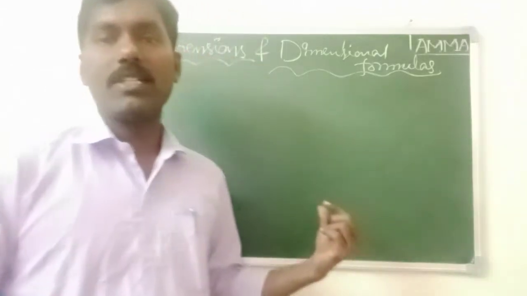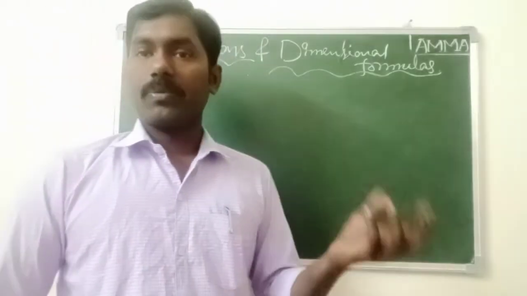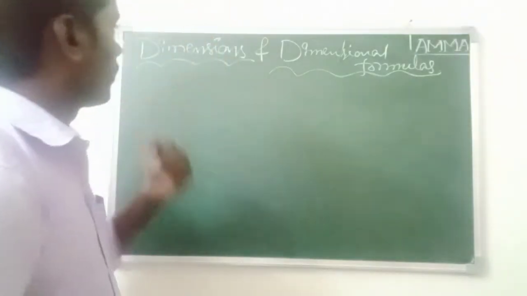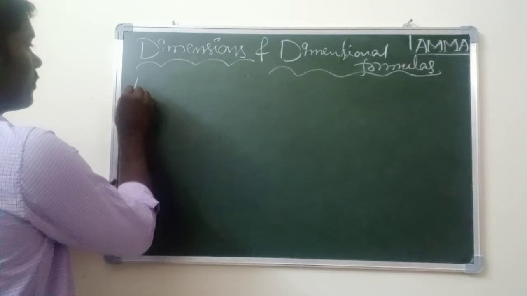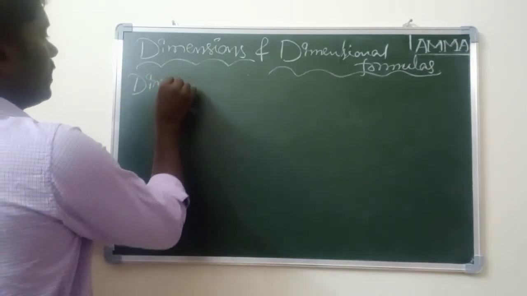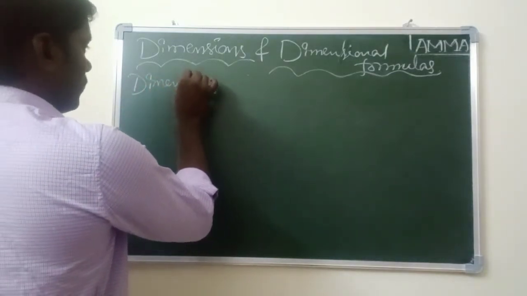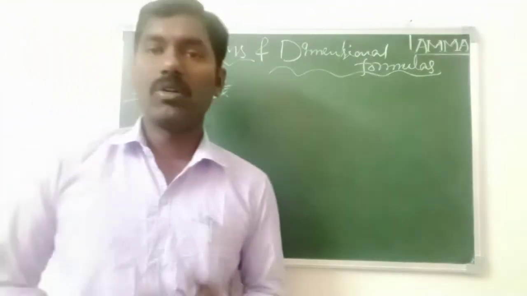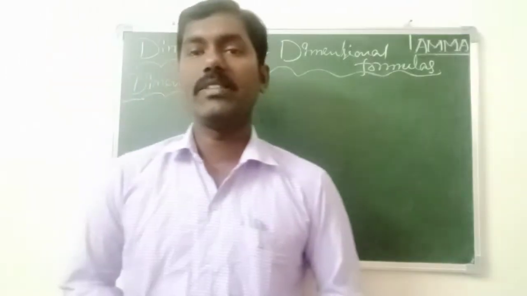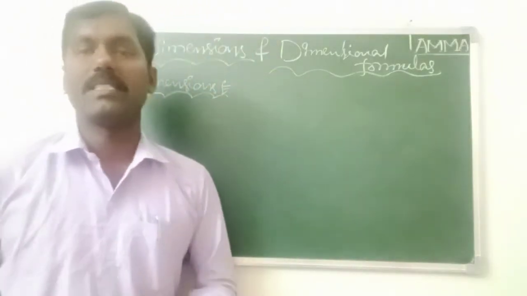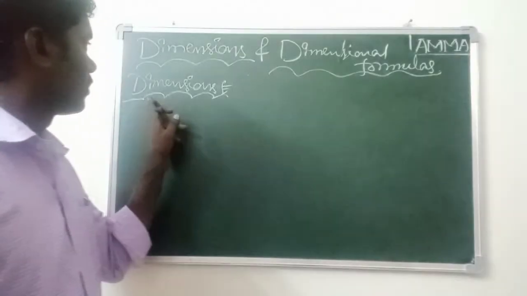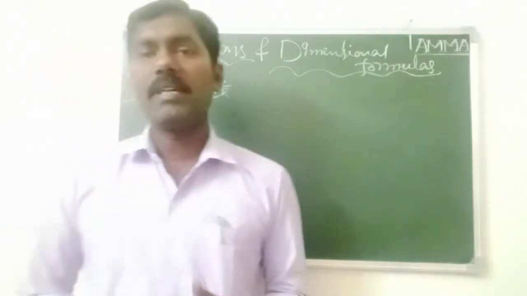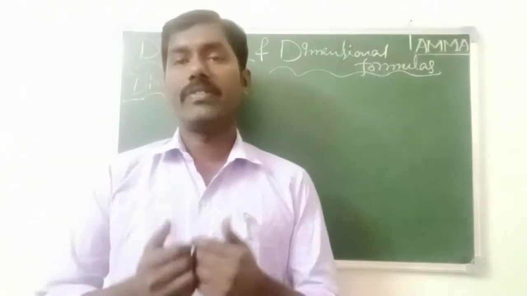Now let's try to know the definition and some basic things related to dimensions and dimensional formulas. So students, first of all, dimensions. What do you mean by dimensions? How do we define the dimensions? How does physics define dimensions? Friends, dimensions are nothing but the powers, the exponents, of the physical quantities.